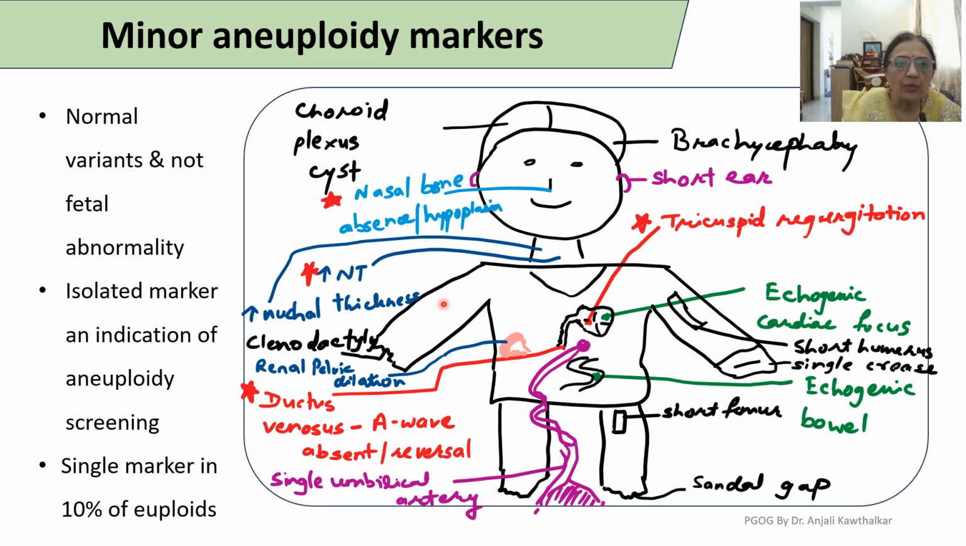If you are asked what the soft markers in the second trimester are, then you describe all the remaining along with this. Nasal bone is also there in the second trimester. It is for both the first trimester as well as the second trimester.